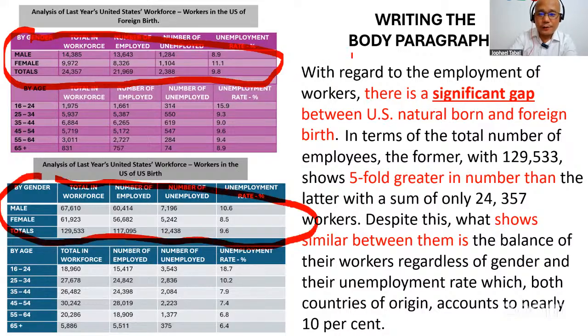So for example, with regard to the employment of workers, there is a significant gap between US natural born and foreign birth. In terms of the total number of employees, the former has 129,533. This is the total workforce of those workers who are born in the US. Their number is fivefold greater than the latter, which is only 24,357.